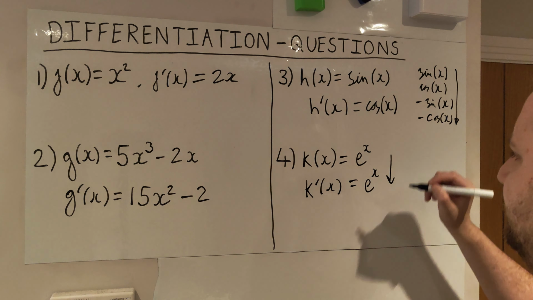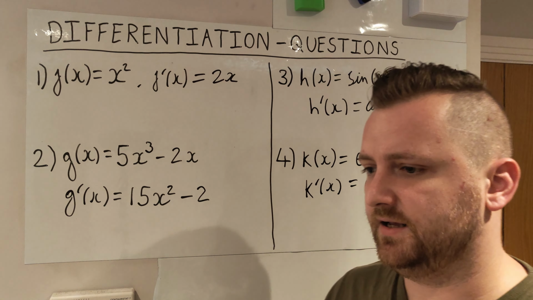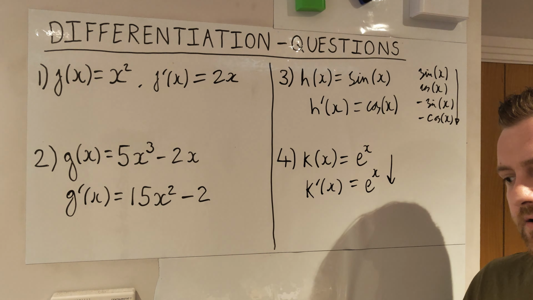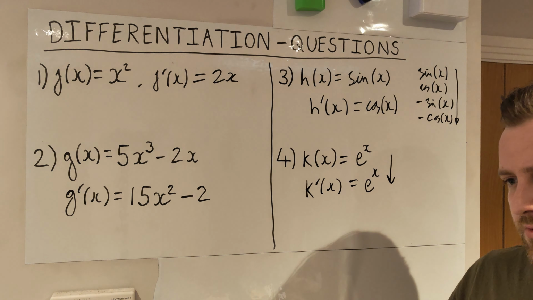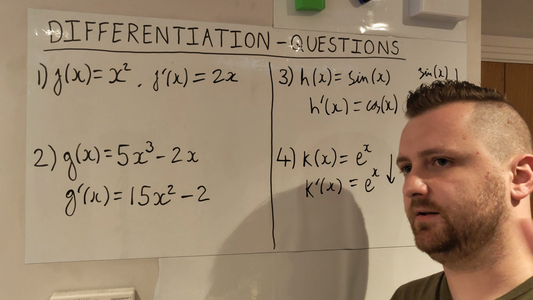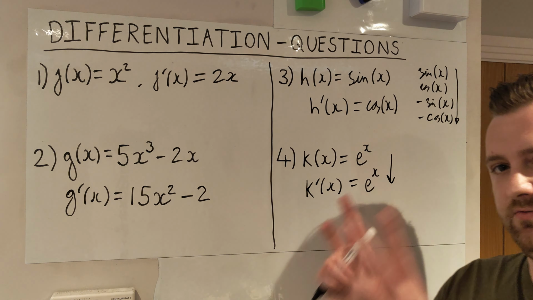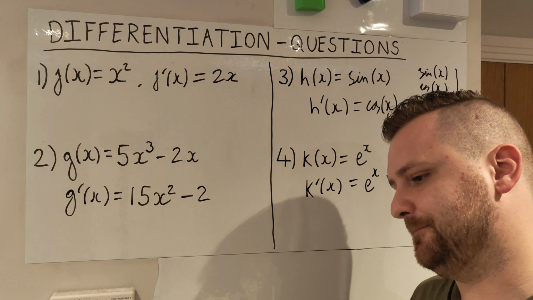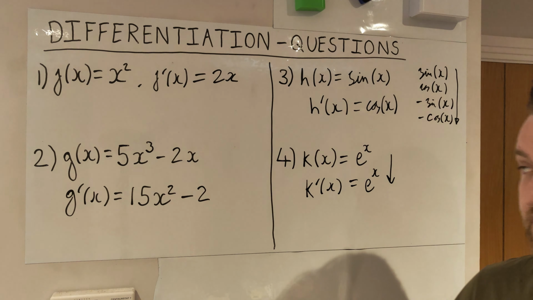You know, when you differentiate e to the power of x, it's going to be equal to e to the power of x. Because you might have a question where it's one thing times e to the power of x, and you've got to differentiate them both. But yeah, hopefully that makes sense.